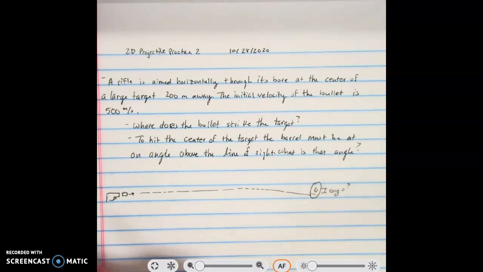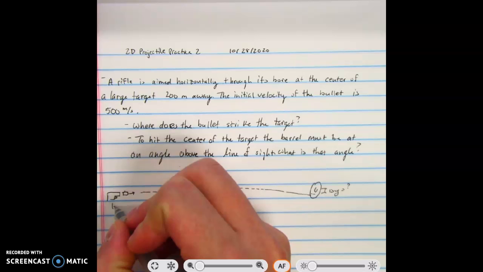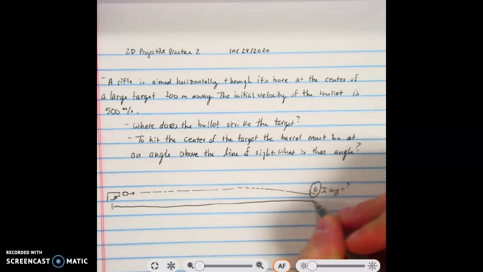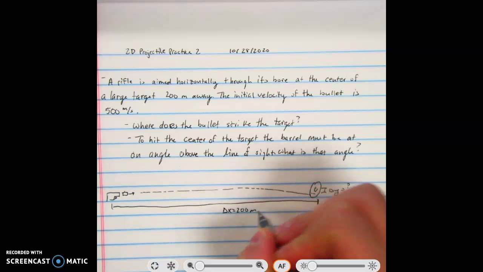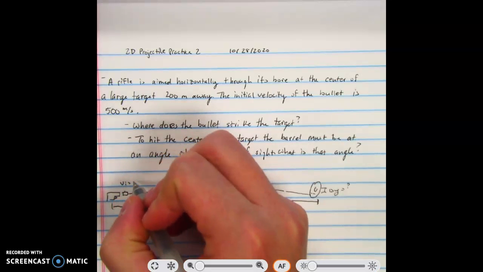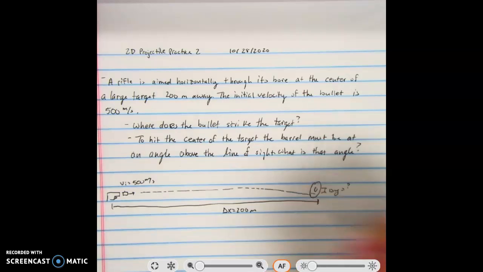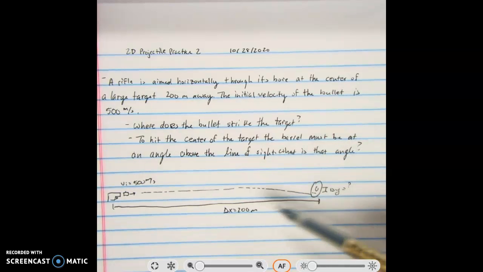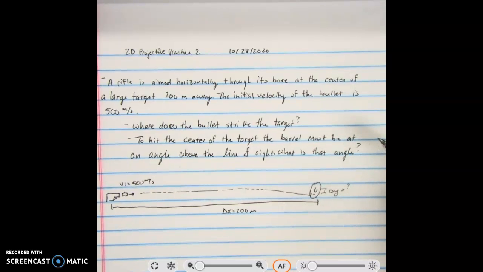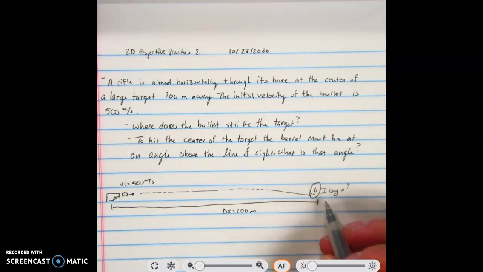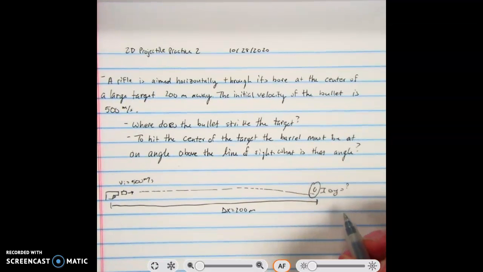So basically we have this. Here's my rifle, here's a bullet, it shoots, and due to the fact that it's so far away, 200 meters, there's going to be some drop. So for this first part, where does the bullet strike the target? We're basically going to say, what is that drop due to gravity? So what's my delta y?